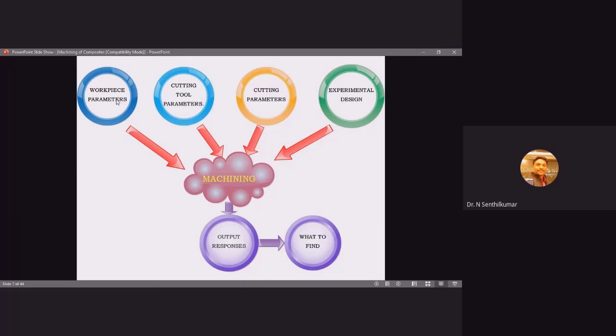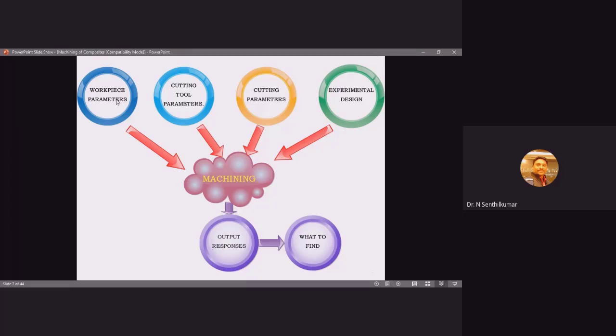Then cutting tool parameters. What is the use of cutting tool parameters? If I'm going to choose a cutting tool, then the first parameter that we will be looking at is the nose radius of the cutting tool. Second, what is the relief angle? What is the cutting edge angle? What is the approach angle? I am telling only a limited set, but there are many things. If I'm going with drilling, then what is the helix angle? What is the point angle? How many flutes are there? What is the diameter of the cutting tool? So these are the different parameters that exist in cutting tool parameters.